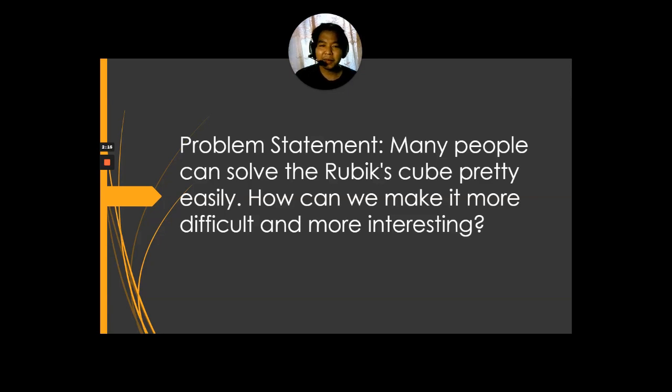But nonetheless, how can we make it more difficult and interesting? So out of creativity, many companies created a 2x2 cube, and then there's 8x8, 16x16, there's even triangular, but that's not a cube anymore, right? Nonetheless, they are very creative in making it more interesting.